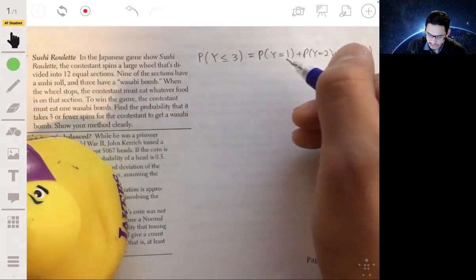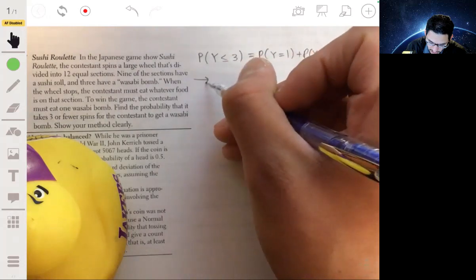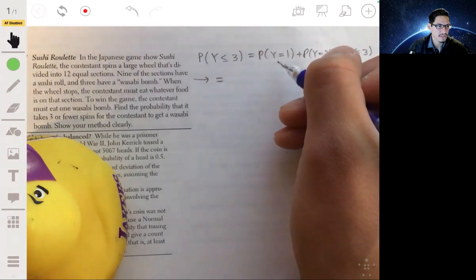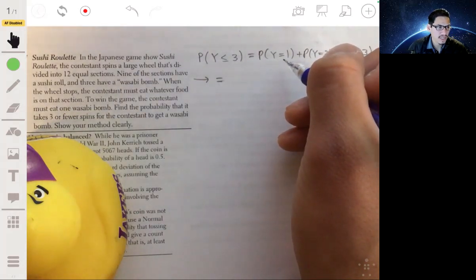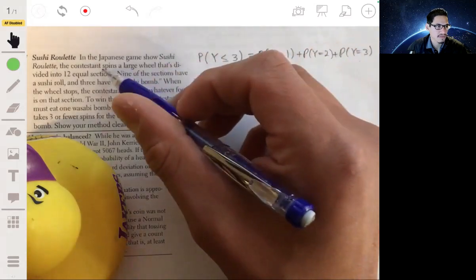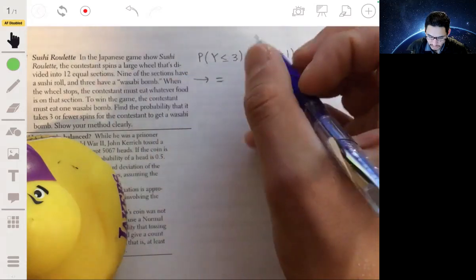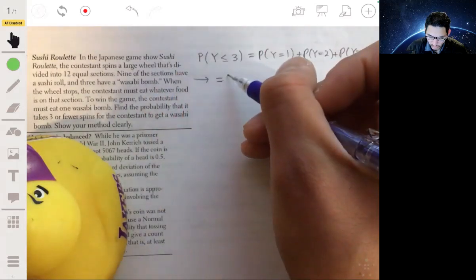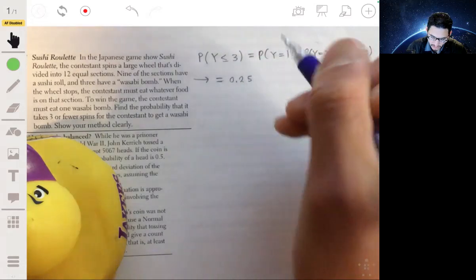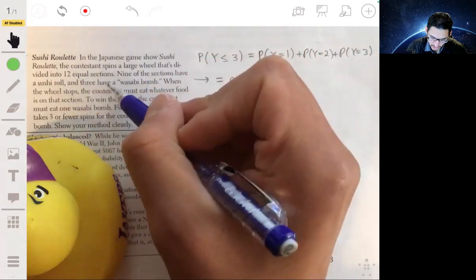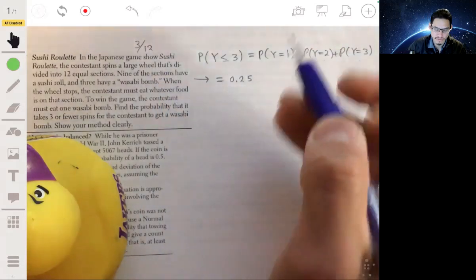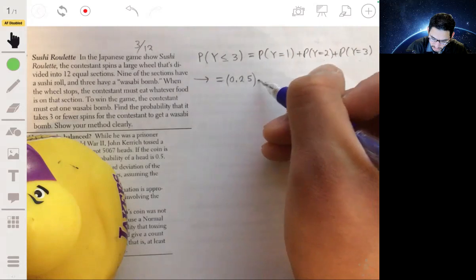So the probability that y equals 1 is basically you getting on a wasabi bomb on your first spin. Since you have 3 out of the 12 sections that have a wasabi bomb, that means you have a 3 out of 12 chance, or a 25% chance. Again, 9 have a sushi roll and 3 have a wasabi bomb. So 3 out of 12 in general is your chance of landing on a wasabi bomb, which is 0.25. So that's the probability that y equals 1.